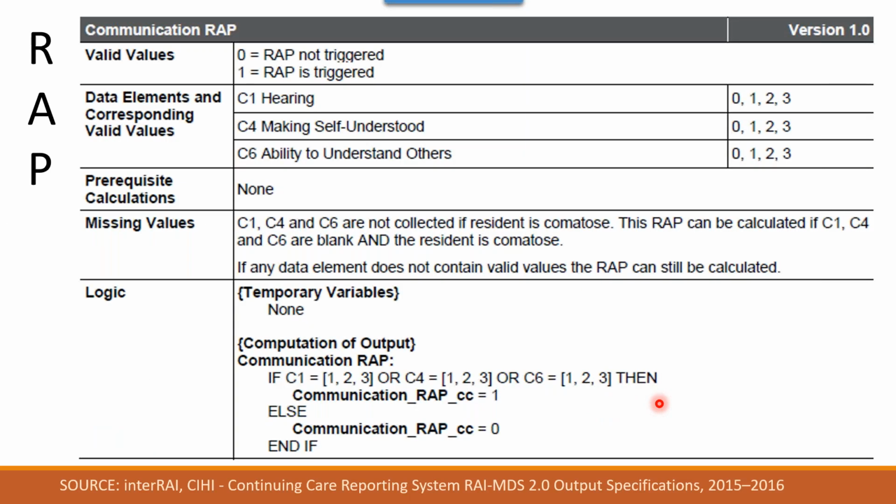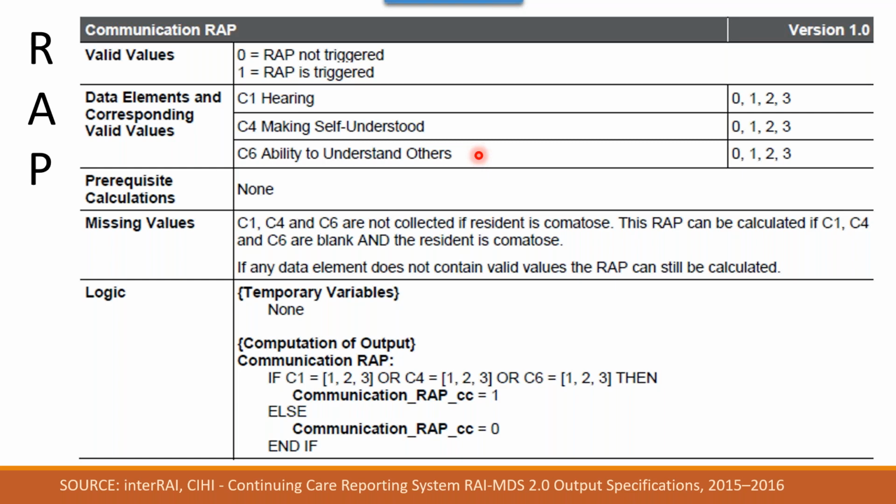So we've looked at the actual calculation, what items are involved, and what's been excluded from the analysis, and now we need to look at the RAPs. So here's where we make a care plan decision. If we trigger a RAP around communication, you can either not trigger the RAP or trigger the RAP. So this is just an on-off situation. We're using items dealing with hearing, making self-understood, and ability to understand others.